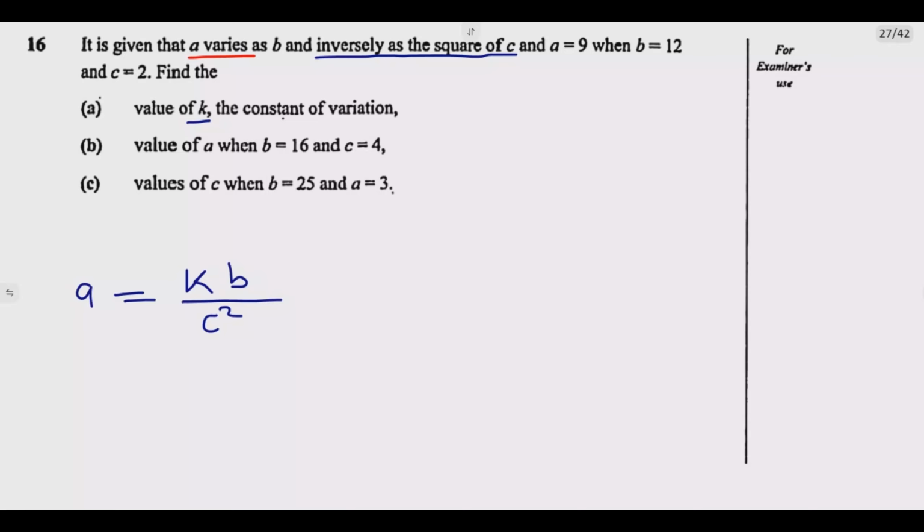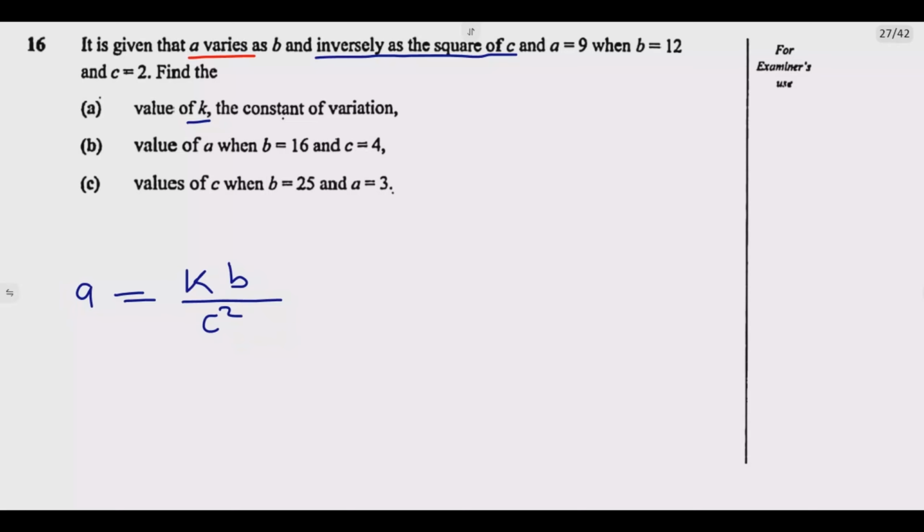What this tells us is that inversely is when C increases, A reduces. When C reduces, A increases. That's the inversely. Then varies as is when B goes up, A should also go up. That's what it means. So just understand that language. Once you understand that language, you notice that these questions are easy.